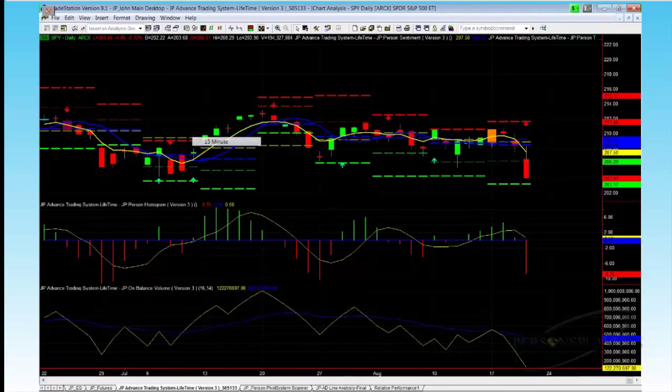And again, what happened? The market came off the highs, started to close below the pivot values, and then today was today. So look what we've done.